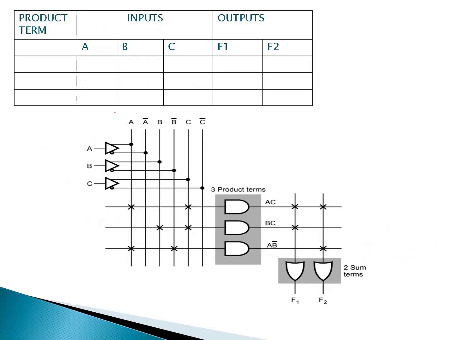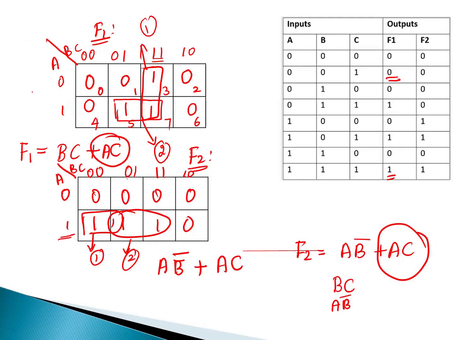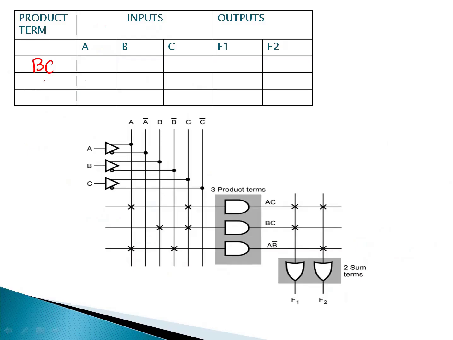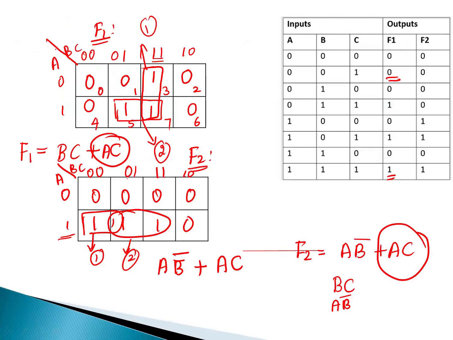Okay. So this is our PLA programming table. So here we have to substitute our product terms. The first product term here is BC, and next we have A B bar, and next we have A C, right? So next, A, B, C inputs are there and outputs F1 and F2. So here we don't have the A part, right? So that means here a hyphen, and here we have the B part, and here we have the C part, so 1, 1. So here what we have to do is check whether this BC product term is in our F1 or not.